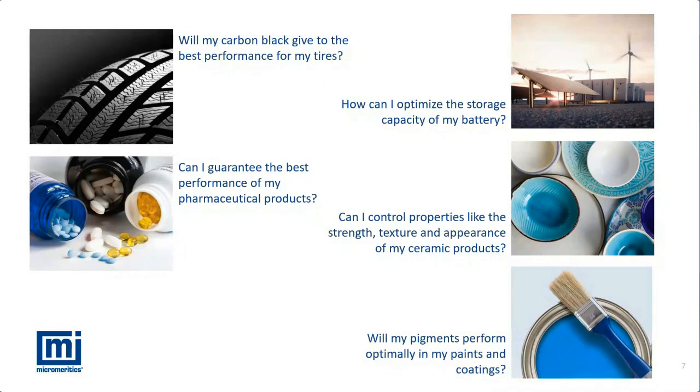But generally speaking, in the application areas shown here, such as carbon black, pharmaceuticals, batteries, ceramics, and paints, the essential properties of the end products are related to the BET surface area of the starting materials. And there are many further industries and applications where BET is the standard parameter as well. Additive manufacturing, adsorbents, catalysts, geoscience, and the food industry are some more examples.